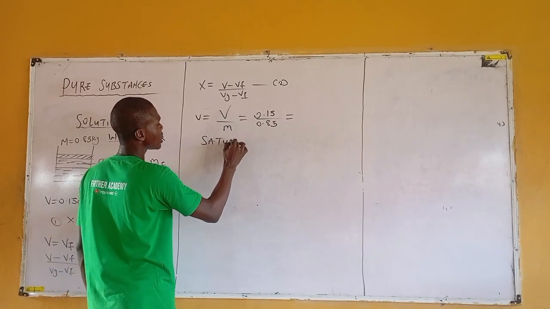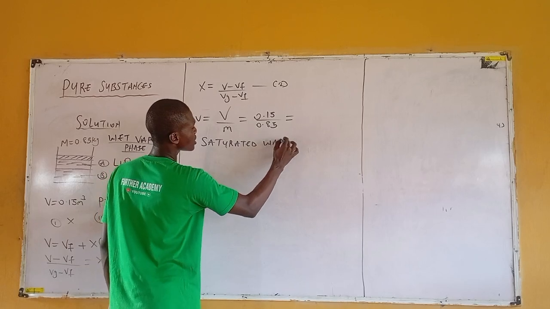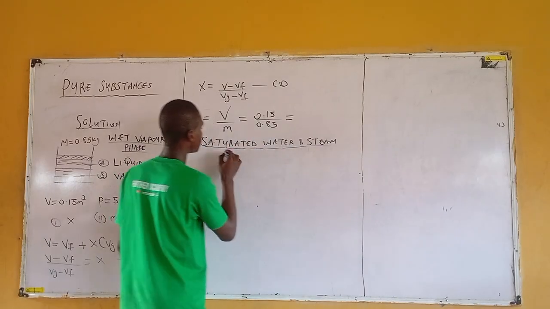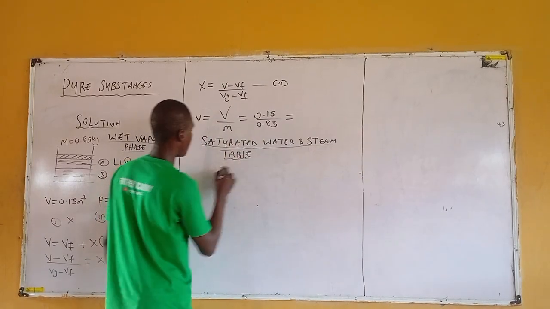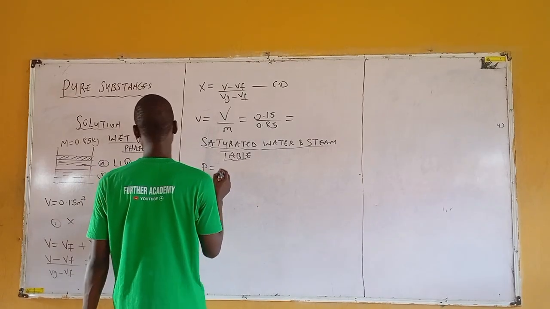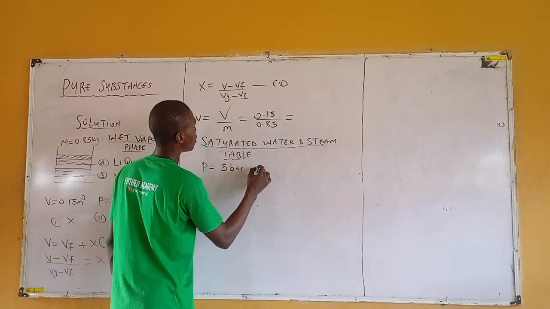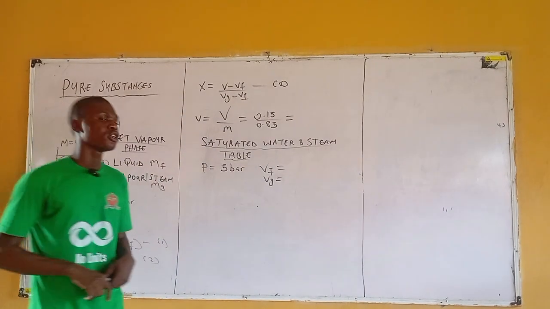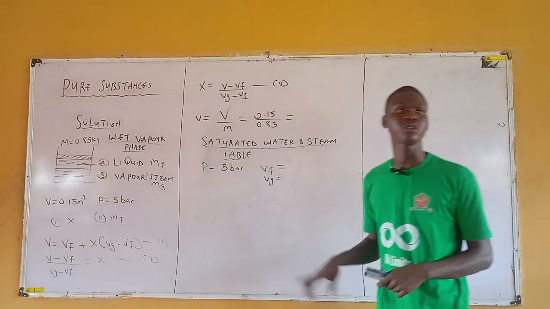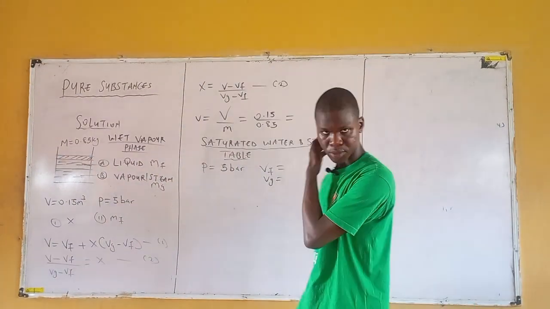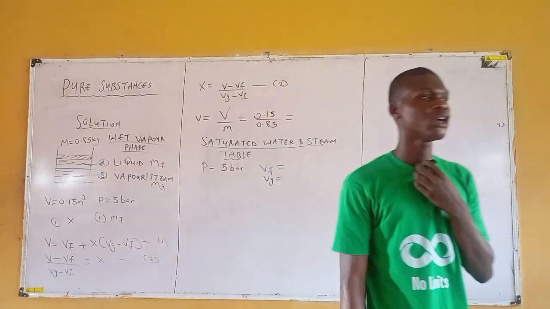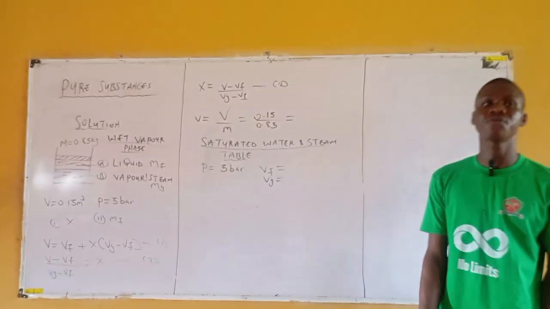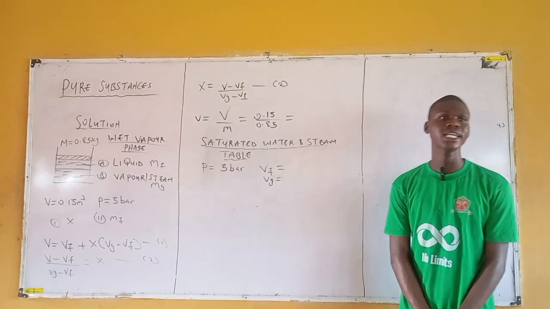Then moving on to the saturated water and steam table. At pressure equals 5 bar, what's your vf and what's your vg? You observe that from your steam table, the only value of v that you have is vg. Why? Who can tell me the reason behind that? Why is there no vf in our steam table?